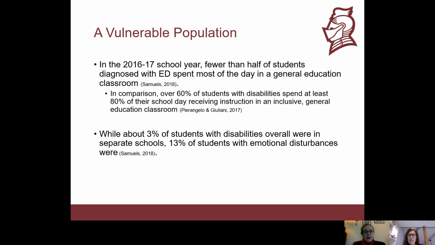In the 2016-17 school year, fewer than half of the students diagnosed with ED spent most of the day in the general education classroom. In comparison, over 60% of students with disabilities spend at least 80% of their school day receiving instruction in an inclusive general education classroom. While about 3% of students with disabilities overall were in separate schools, 13% of students with emotional disturbances were.